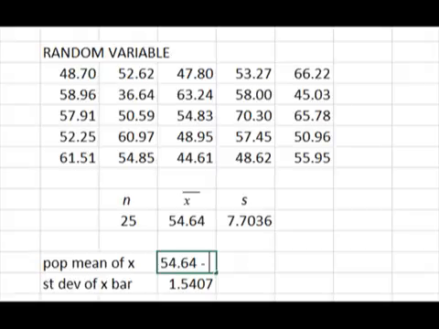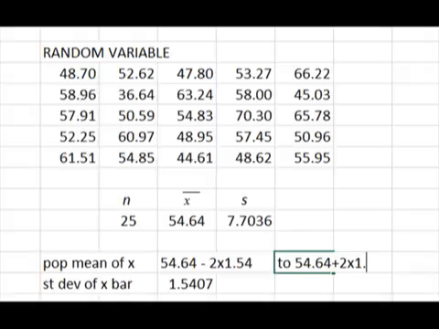That is, a plausible range of claims for the true mean would be our best guess of 54.64 minus 2 standard deviations, up to 54.64 plus 2 standard deviations. Now you could calculate those 2 values, and you'd have what's called a confidence interval.